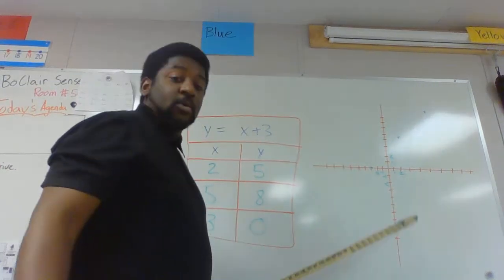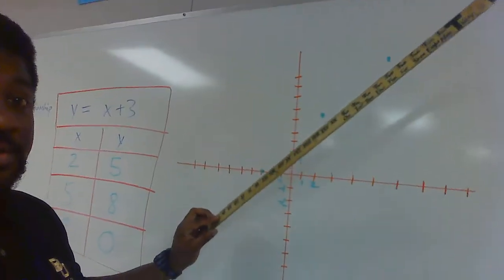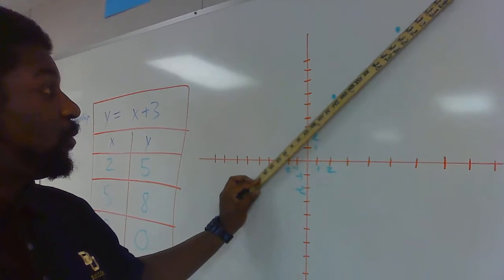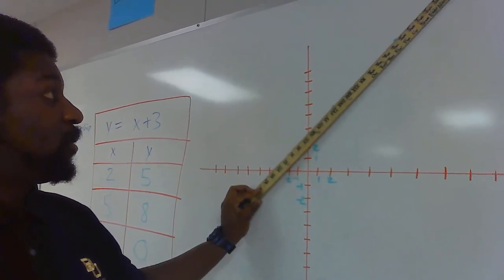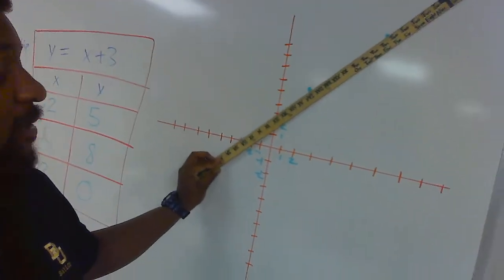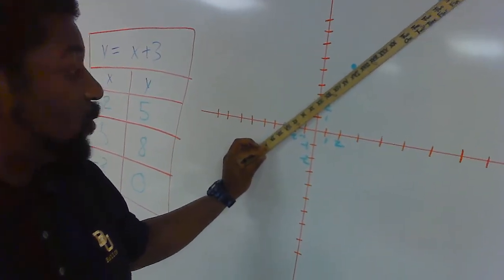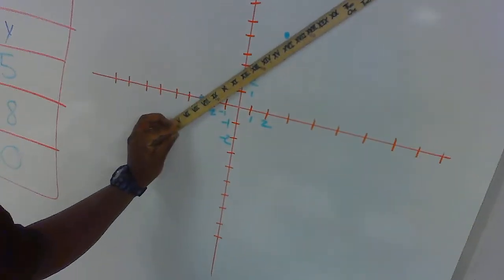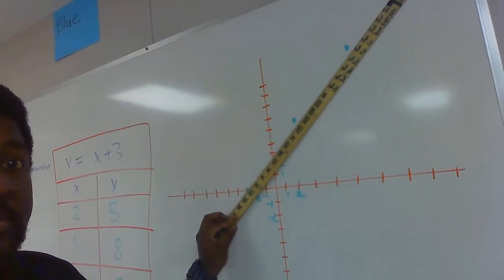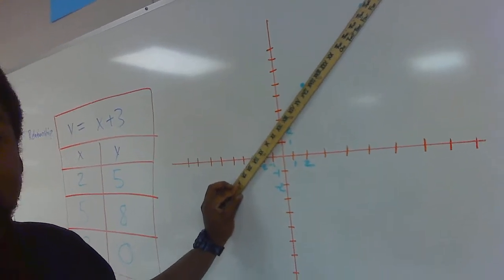But what's cool about these is you can actually check to see if you got your answers correct by lining your ruler up or lining your pencil up with their points. Like this. If you look, my ruler actually lines up with all of my points. So that's how I can tell that my line is actually drawn correctly.